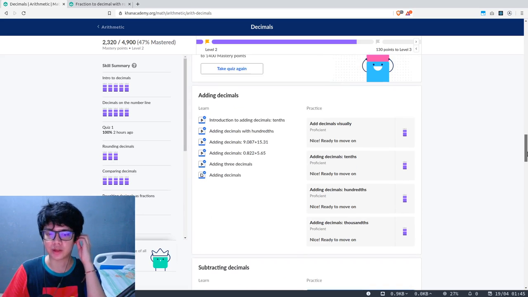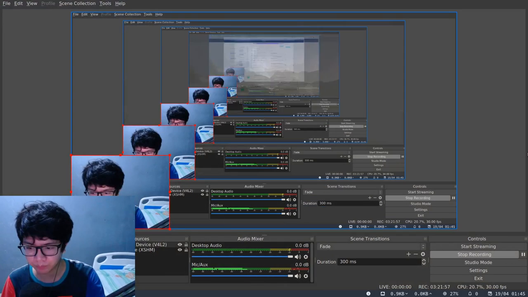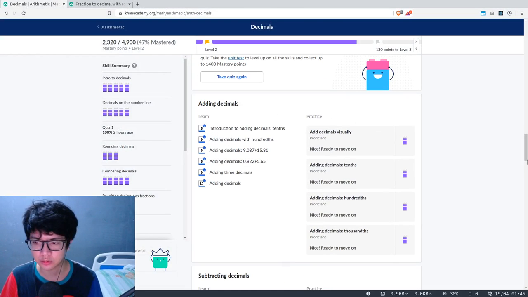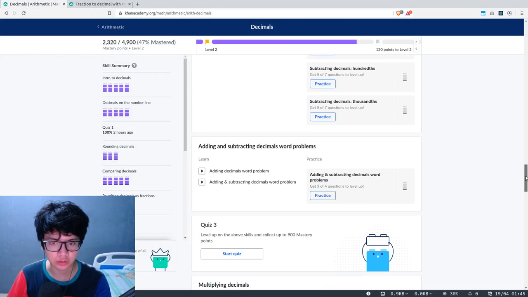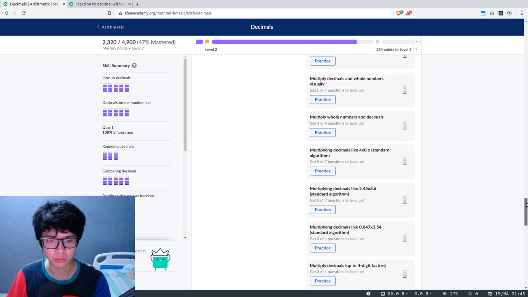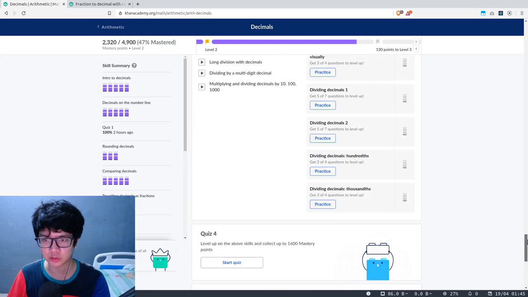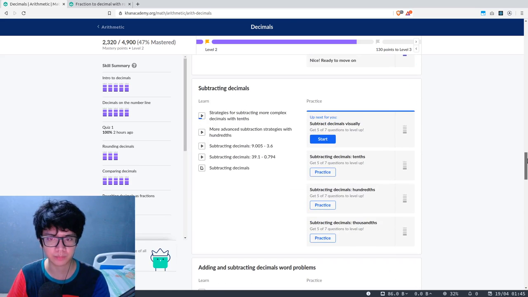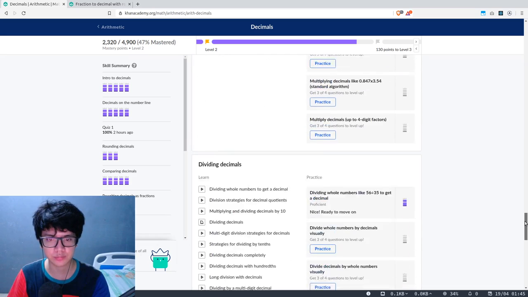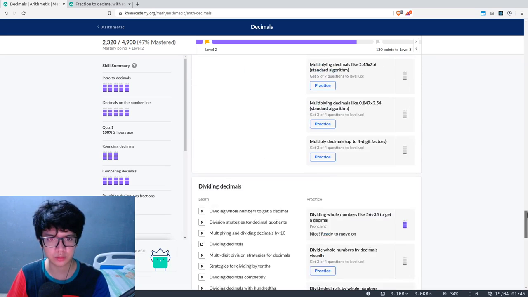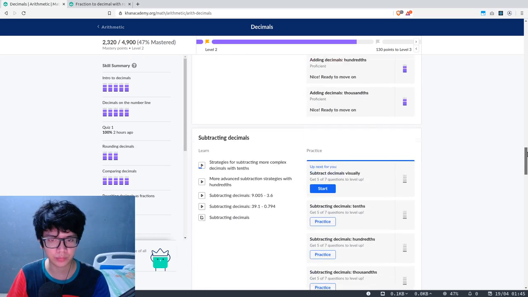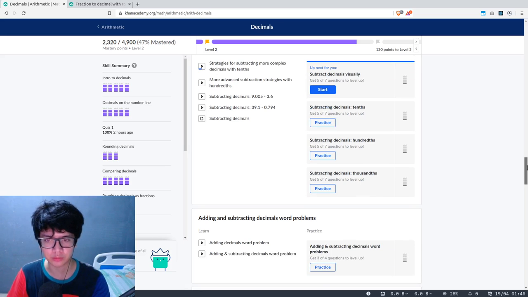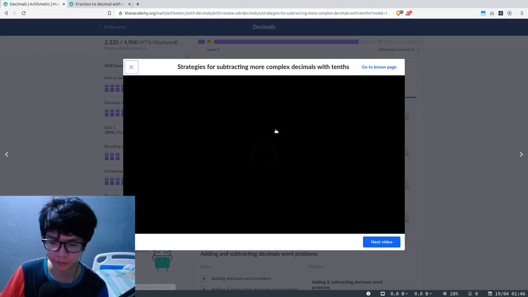I'm gonna end it at decimals, and then tomorrow I'm gonna continue to finish this. So subtracting, adding and subtracting, word problems, multiplying decimals and dividing. Honestly, it's quite a lot. Can I finish the subtraction? I can do it tomorrow. Or I can do the subtracting now.